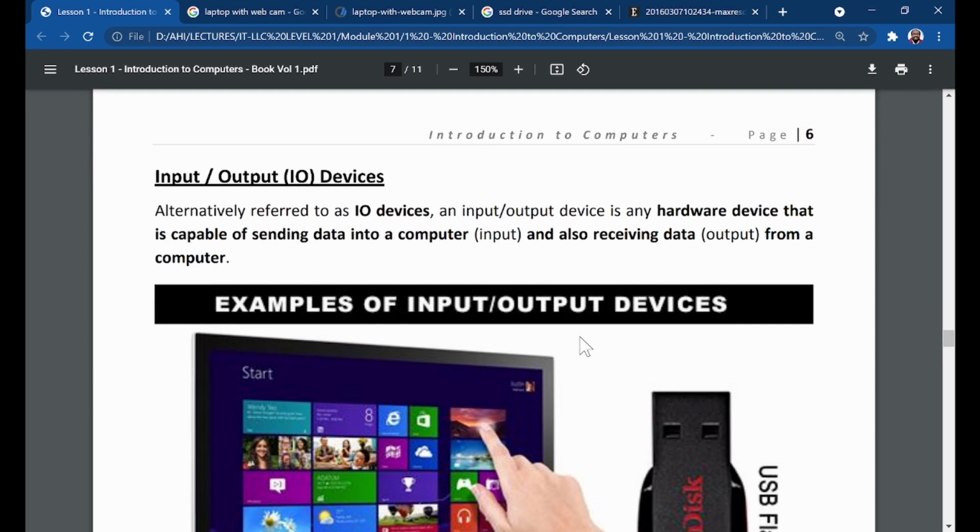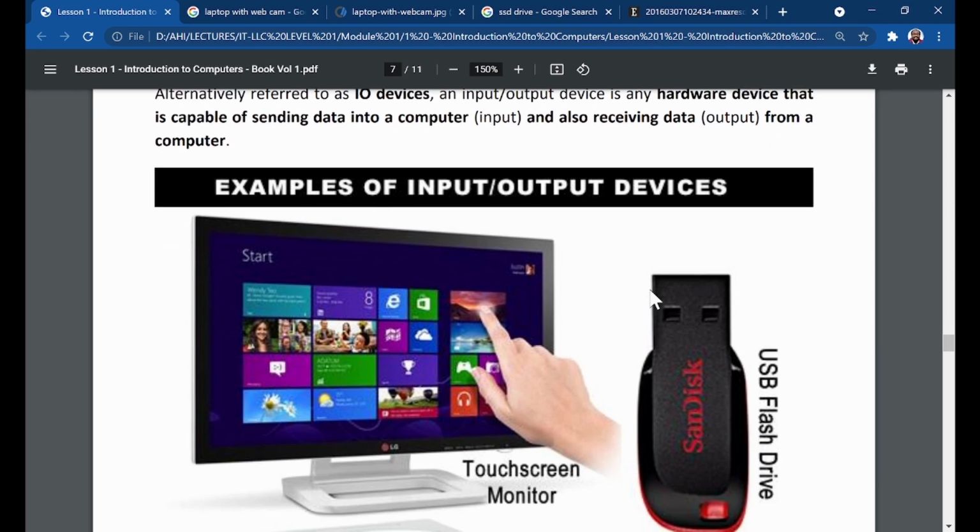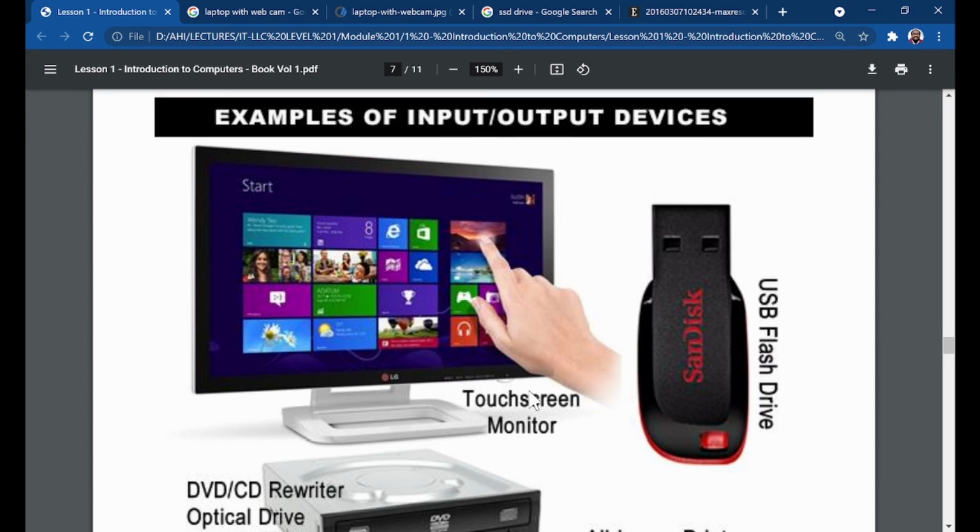I/O stands for input output, and an input output device is any hardware device that is capable of sending data into a computer and at the same time receiving data from a computer. So it can send and receive. It's called an I/O, input output. Examples include touchscreen monitor. Why do we say touchscreen monitor is input and output? Excellent. You can input through the touch and you can also get your display through the screen, right?